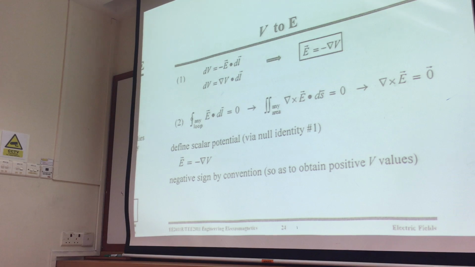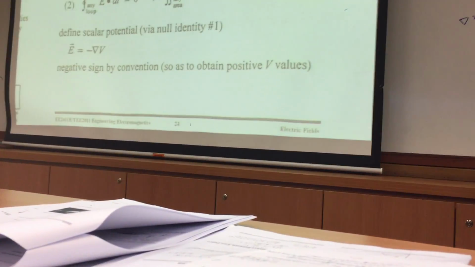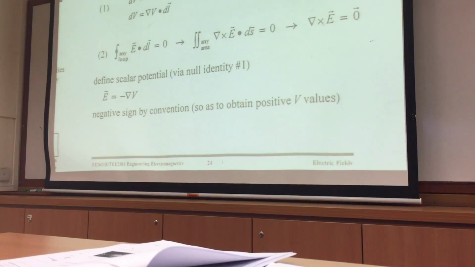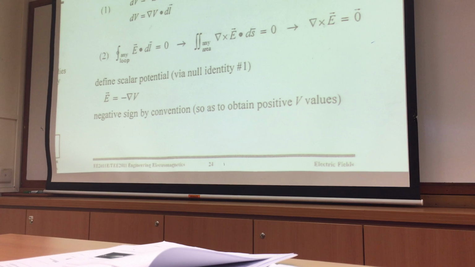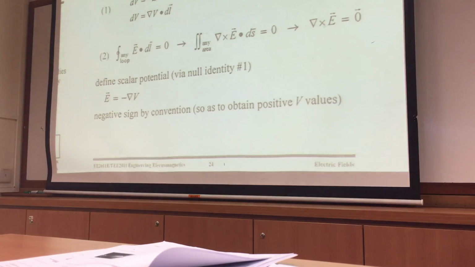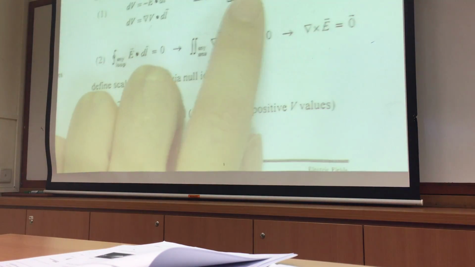This is called the null identity. If you go to a higher level class, this is how you get the Helmholtz equations. The negative sign is by convention, so as to obtain positive V values. It doesn't matter. Electric potential.